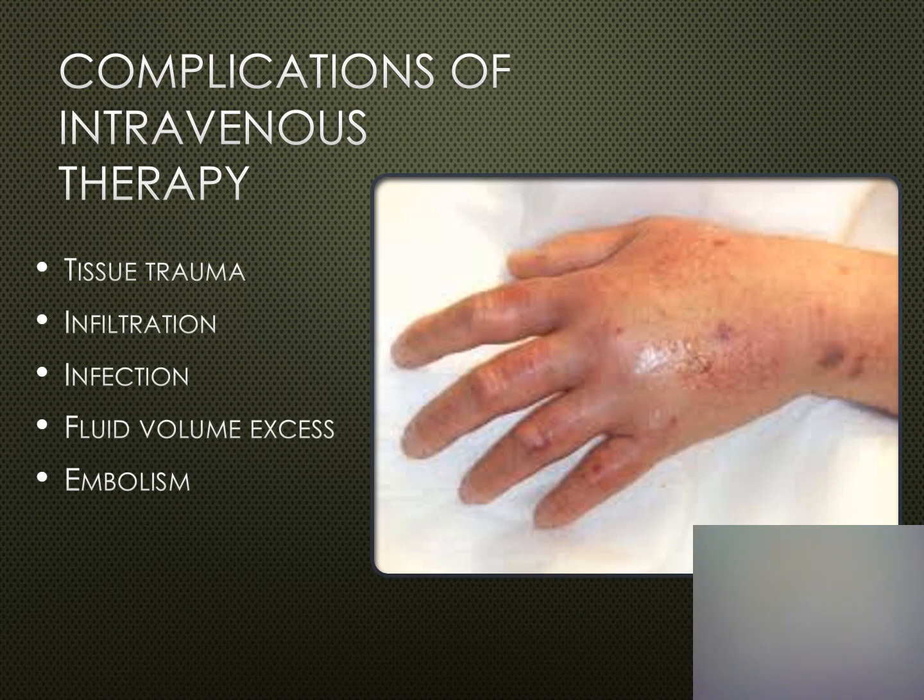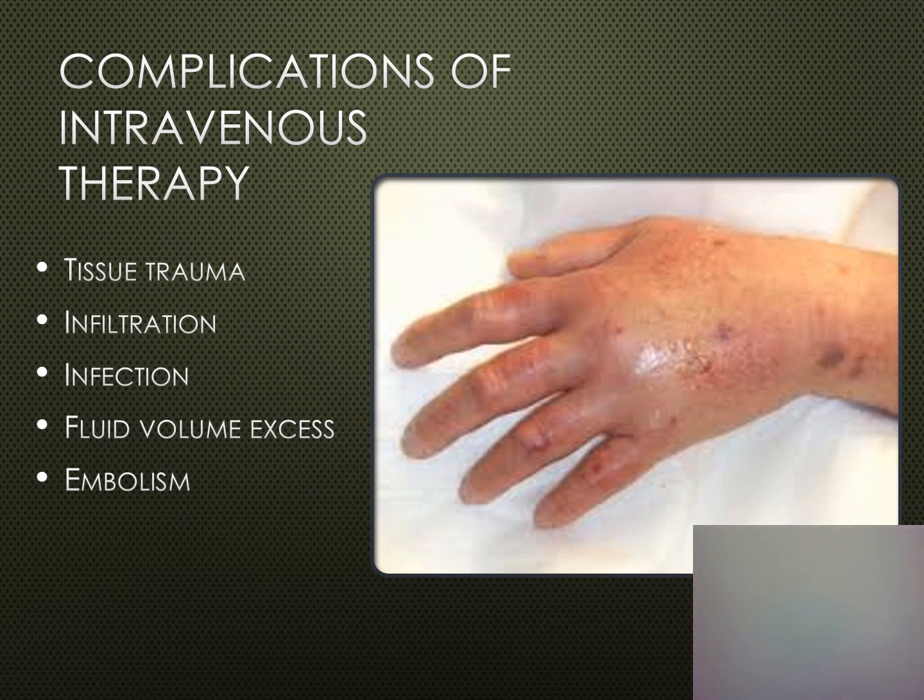Local complications can include infiltration, extravasation, phlebitis, thrombophlebitis, cellulitis, infection, occlusion, and nerve injury. And systemic complications can include air embolism, bloodstream infections, speed shock, circulatory overload, allergic reactions, and adverse reactions to medications.